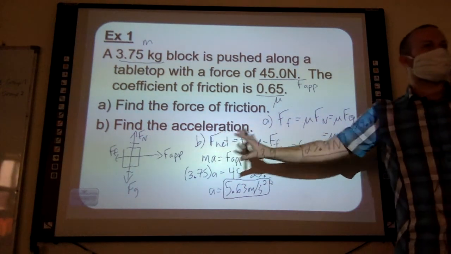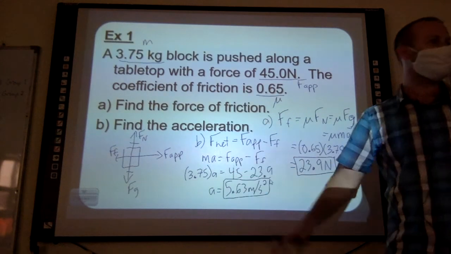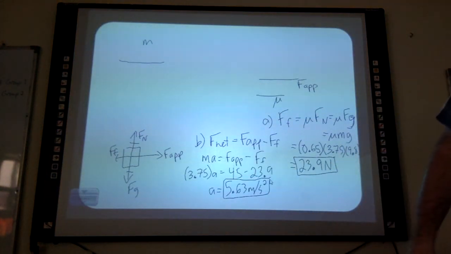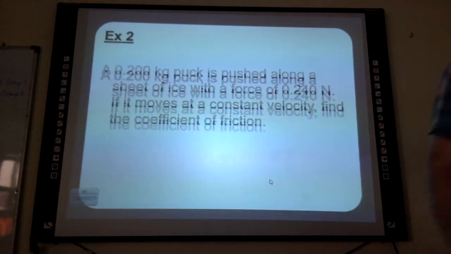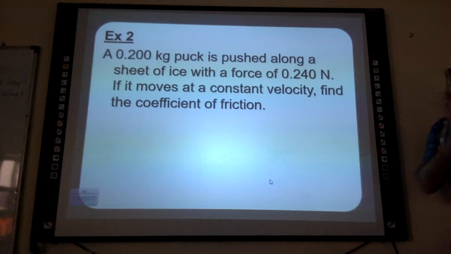Any questions with this? No? Easy? I hope it's easy. But just wait. That was only the first question. Okay, so we've got a hockey puck that is pushed along the sheet of ice. We're given a force. We're told it's moving at a constant velocity. Find the coefficient of friction.